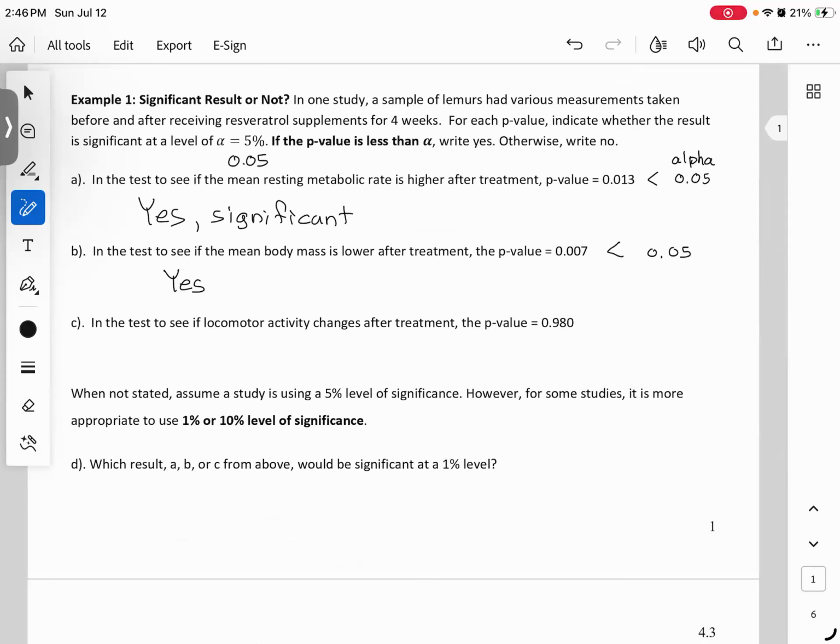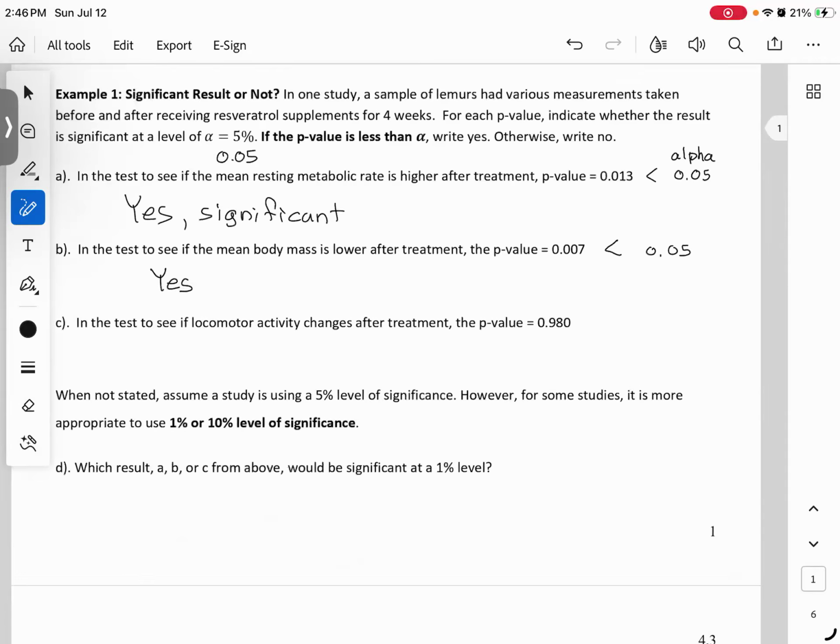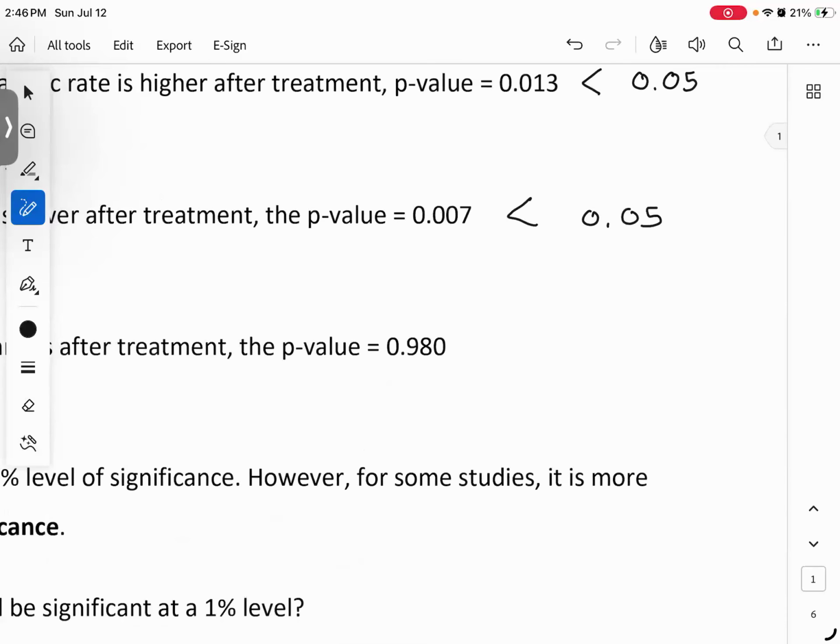I went ahead and included the third one here, part C. They were checking to see whether there was any kind of change in the locomotor activity. P-value came out to be 0.98. Again, each time that you get one of these p-values, you're going to compare it to alpha, and you can see here that that p-value is really large.